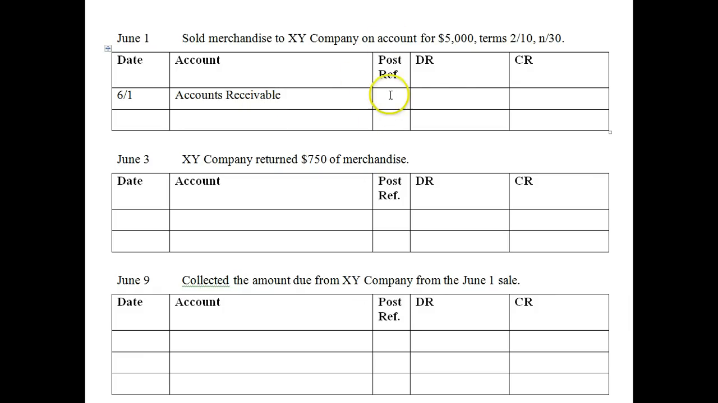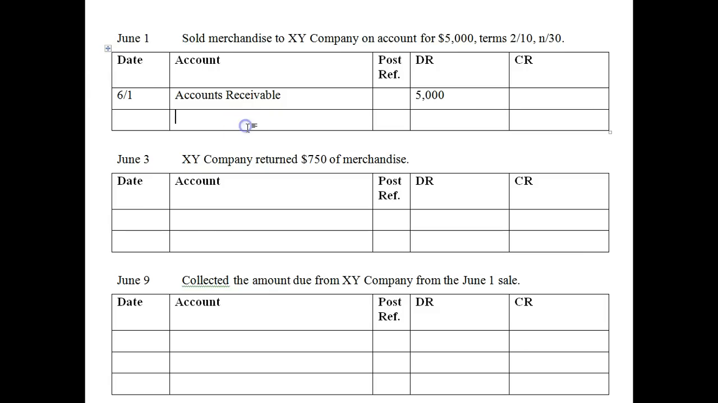Now, post reference, remember, is for when we post to the ledger. It is included here, but we're actually not going to post these transactions. We're simply journaling, so this column is for reference. It will not be used in this example. Now we're debiting our accounts receivable for the full amount the customer owes us, the $5,000. Remember, the 2% does not come into play in this case until we physically do the collection.